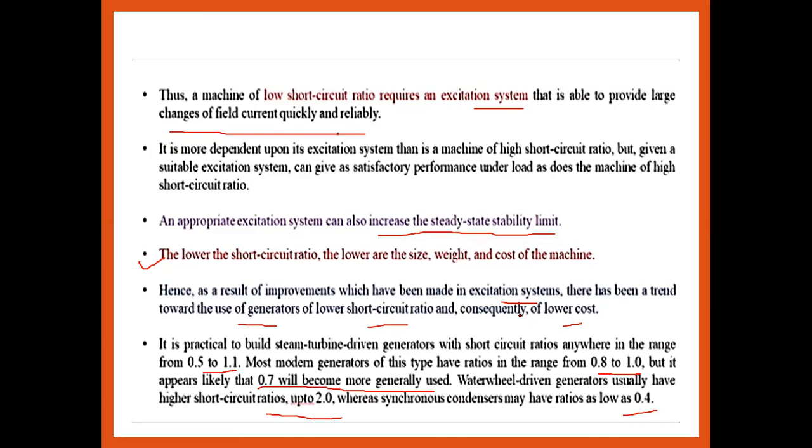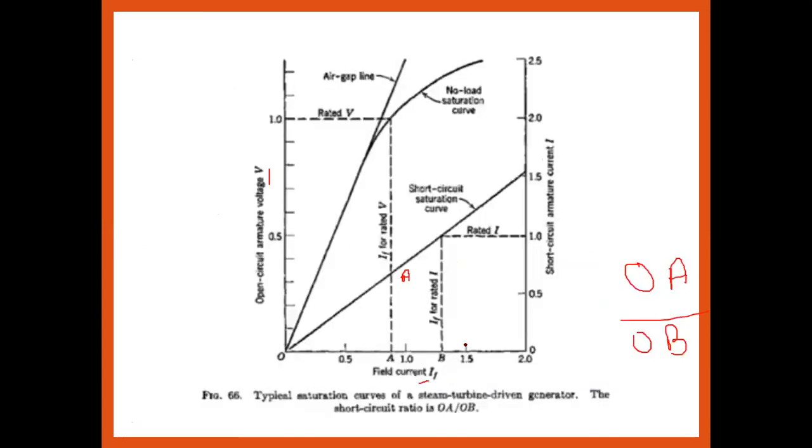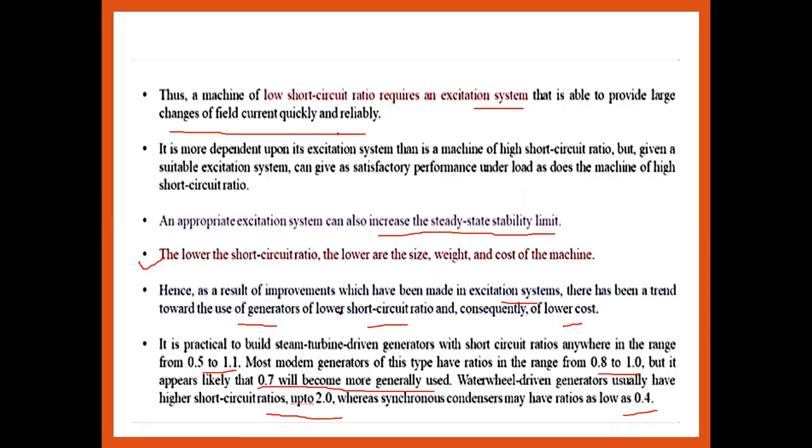So what is the short circuit ratio? It's generally the ratio of the field current under no load to the field current under the rated condition of the armature current, or the armature voltage at a rated armature current. So this is called the short circuit ratio. Even so, the ratio is not equal to OA by OB. We have to observe that from the typical excitation saturation curve of the steam turbine generator. So this is all about the short circuit ratio.